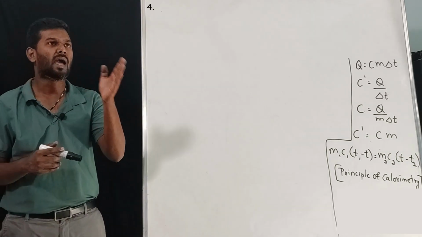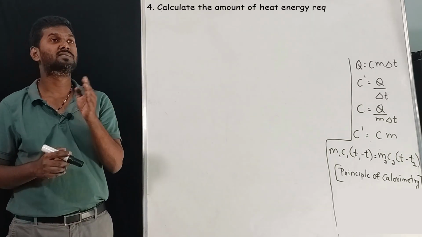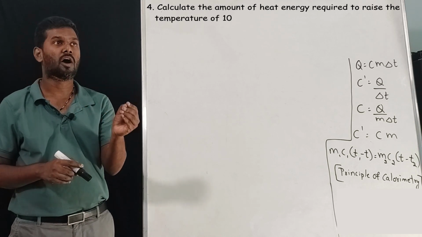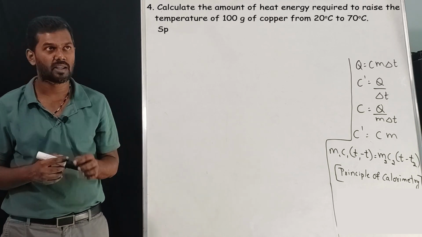Our next question: calculate the amount of heat energy required to raise the temperature of 100 gram of copper from 20 degrees Celsius to 70 degrees.